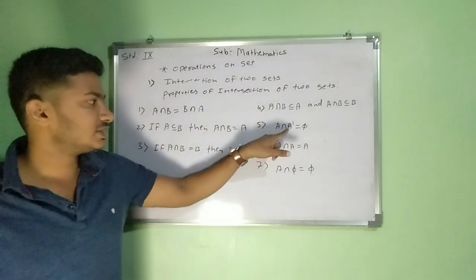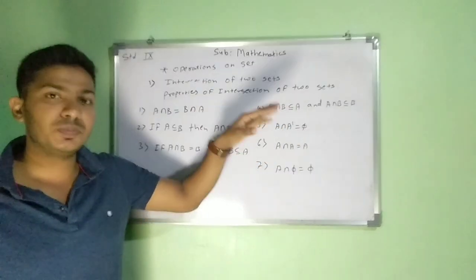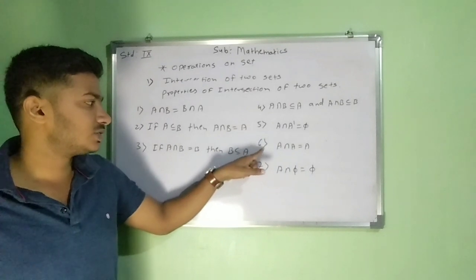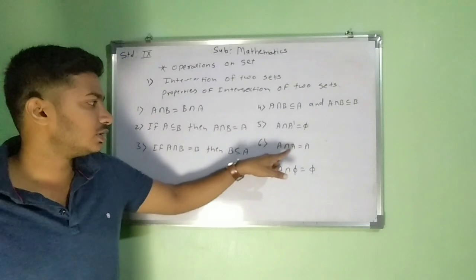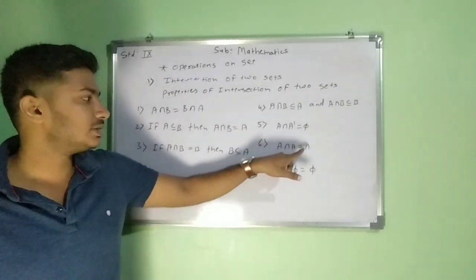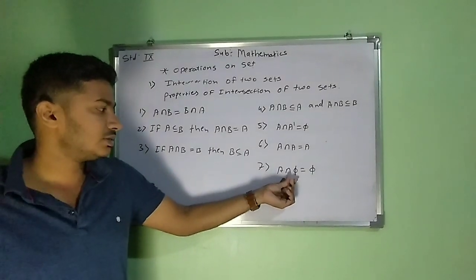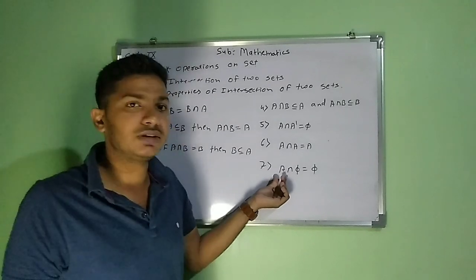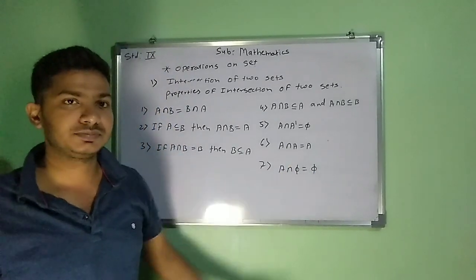Fifth, A intersection A complement is phi. That means if you take the intersection of a set with its complement, it will be phi, that is, we will not get any element. Sixth, A intersection A is A. That means the intersection of a set with itself is the same set. Seventh, A intersection phi is equal to phi. That means if you take the intersection of a set with phi, which has no element, the intersection will be phi.